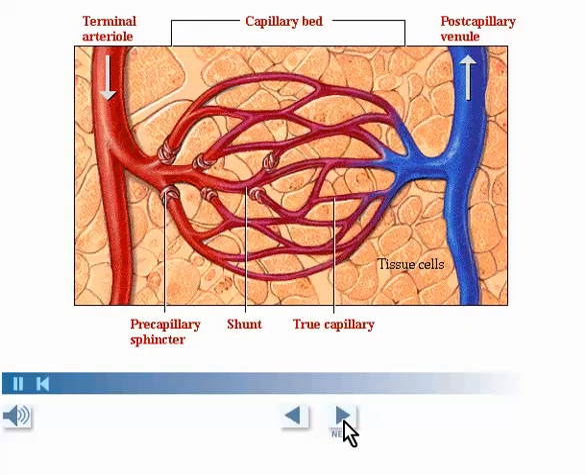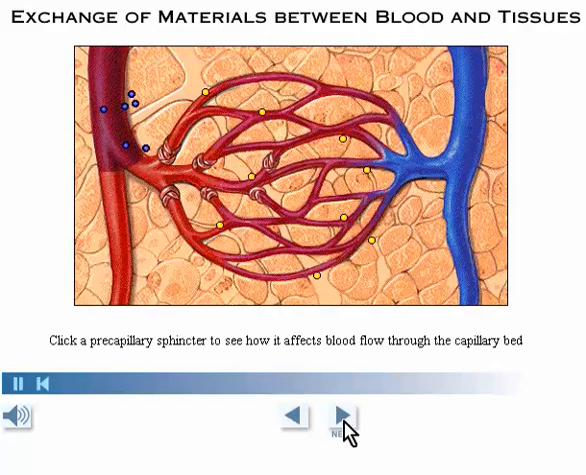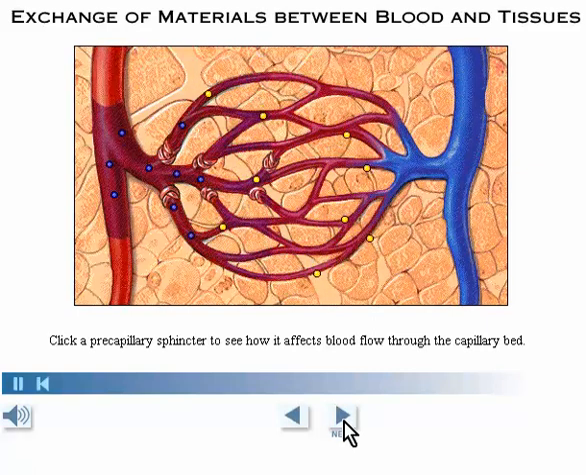The precapillary sphincter is a cuff of smooth muscle fibers that surround the root of each true capillary, acting as a valve to regulate the flow of blood into the true capillary. Click on a precapillary sphincter to see how it affects blood flow through the capillary bed.